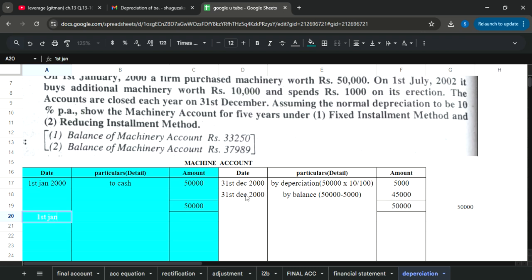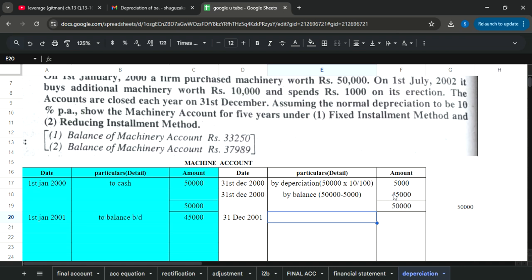Again 1st January, but 2001 would be entered. So 1st January 2001, and here you will bring that balance downward. So you will write balance brought down. Okay, how much balance? That balance of 45,000 you have calculated would be brought down. In a similar way, you will now write 31st December 2001.